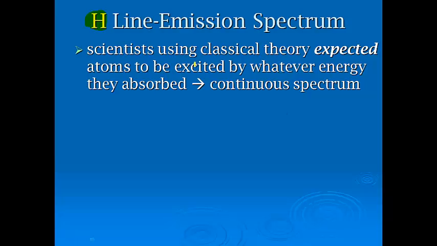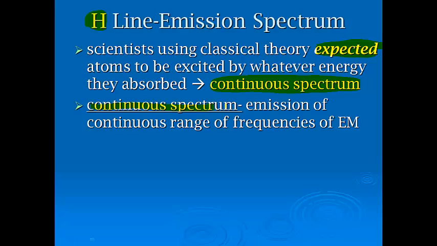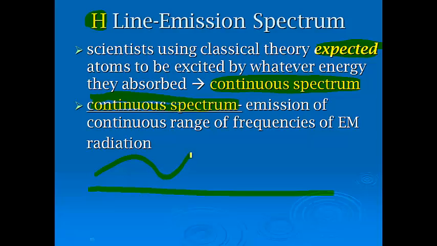Okay, so what they expected to happen is that scientists using classical wave theory expected atoms to be excited by whatever energy they absorb. They expected this to occur on what's called a continuous spectrum. If we define continuous spectrum, it's just the emission of a continuous range of frequencies of electromagnetic radiation. So all of those different ones, where we had the AM on one end and the FM and the microwaves, everything got smaller, X-rays, gamma, et cetera. This whole thing was going to excite atoms. And that's not what happened.